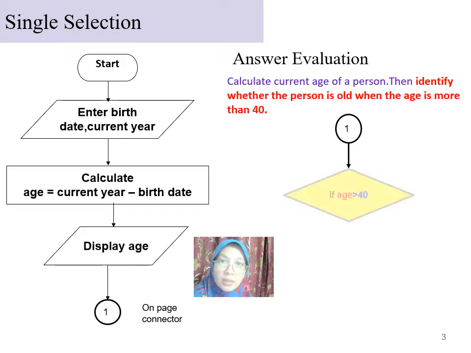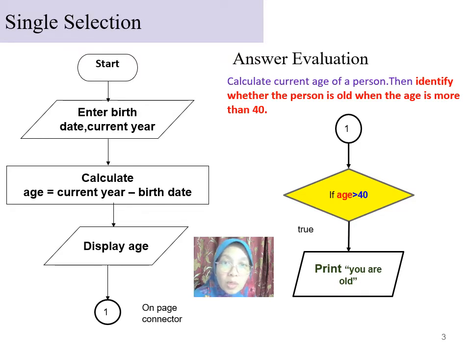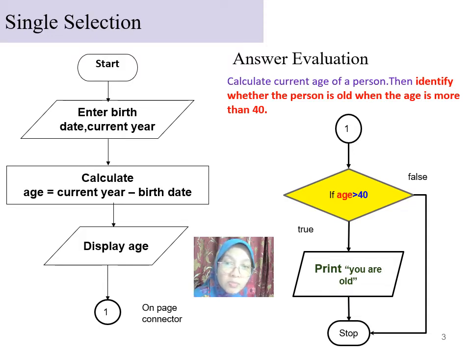How to answer that? We just continue with the diamond flowchart symbol. A diamond means a condition statement. If age is more than 40, if true, what do you need to do? You just print you are old, and then it will stop. But how about if age is less than 40? That means false. So you will do nothing, just stop, because there is no other statement after this case of condition.